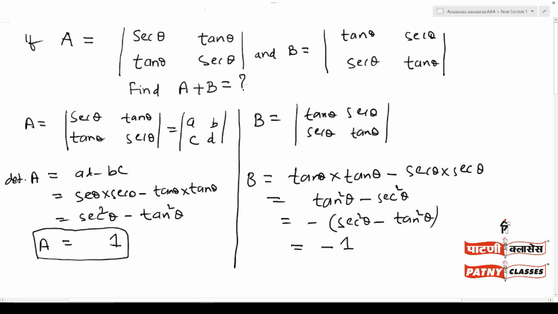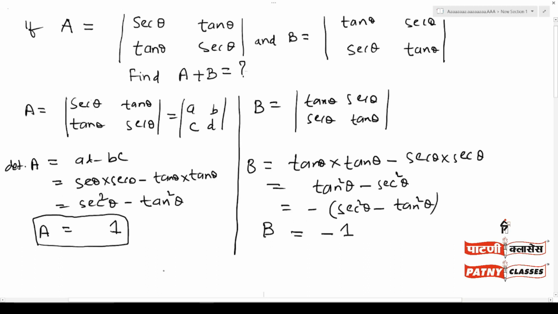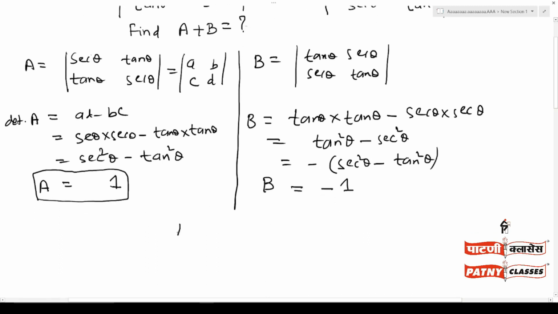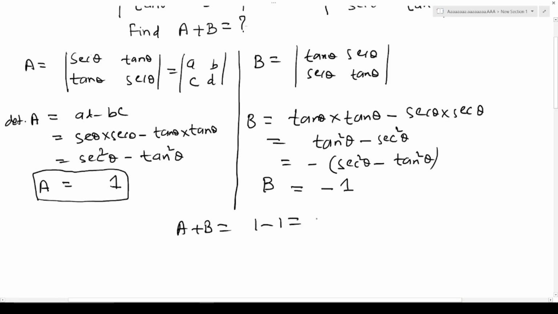Therefore, there is a minus 1 outside the bracket. So we got B equals minus 1. Now we need to find A plus B. So A plus B is nothing but 1 minus 1 equals 0. This is the answer.